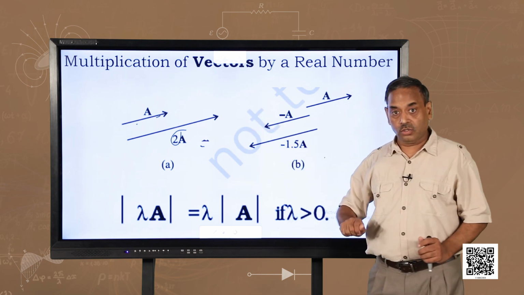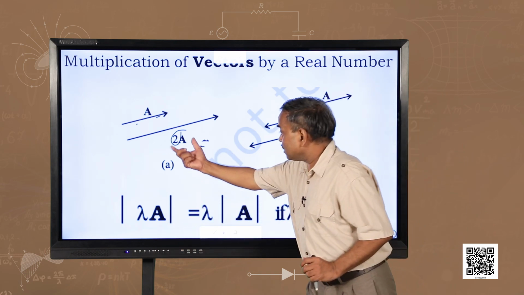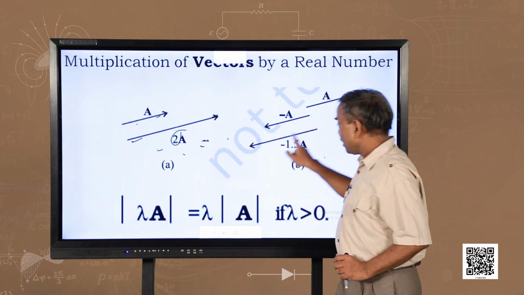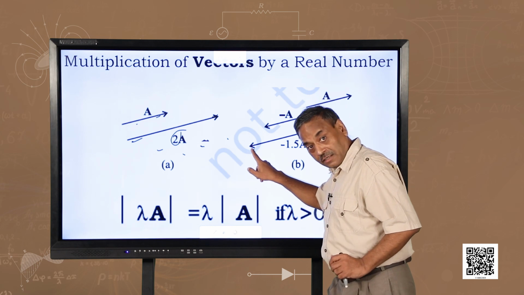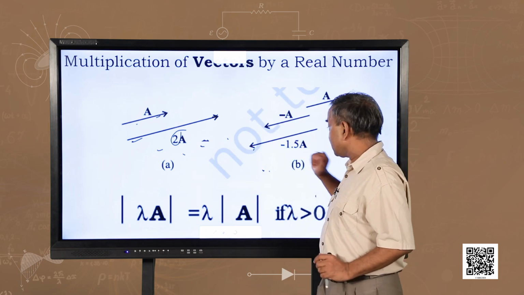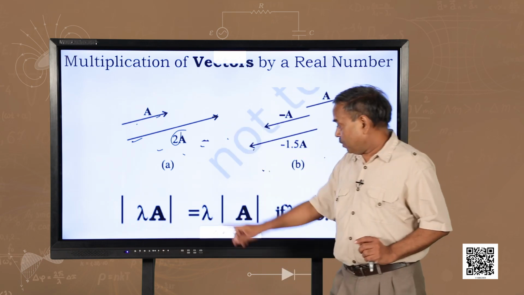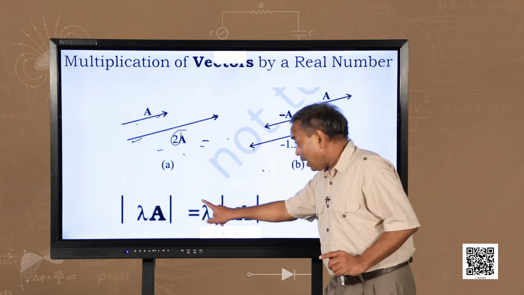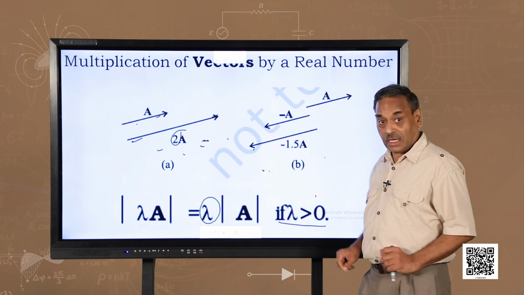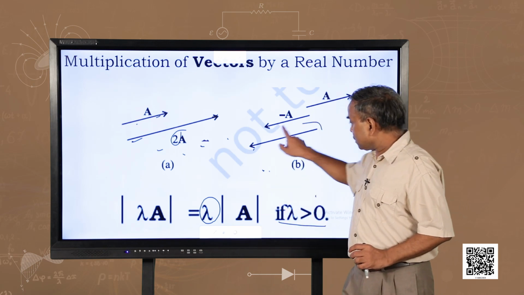Thus, you can conclude on this basis that suppose you have a vector lambda A. What is this vector now? 2A. What is this vector? Minus A. What is this vector? Minus 1.5 A, right. In this case lambda is equal to 2, in this case lambda is equal to minus 1, in this case lambda is equal to minus 1.5. Well, now the magnitude of this lambda A would be lambda modulus A, provided lambda is positive, greater than 0. Whatsoever if sign is there, that will be brought down here. So, what is the magnitude of this vector?